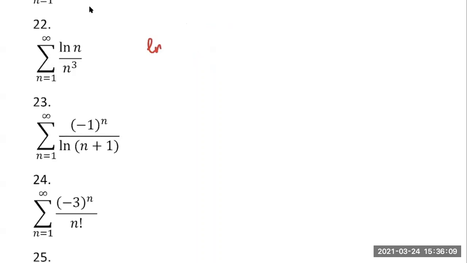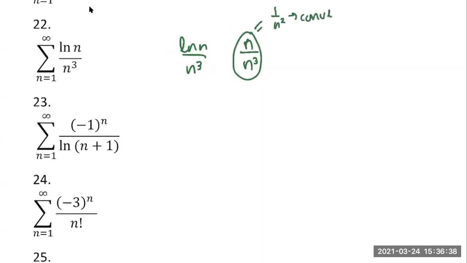So instead of comparing ln of n over n cubed to something that, in order for the condition to work, we want to be underneath the existing function or the function we know about. This happens to be the equivalent of 1 over n squared, which we also know converges by p-series.